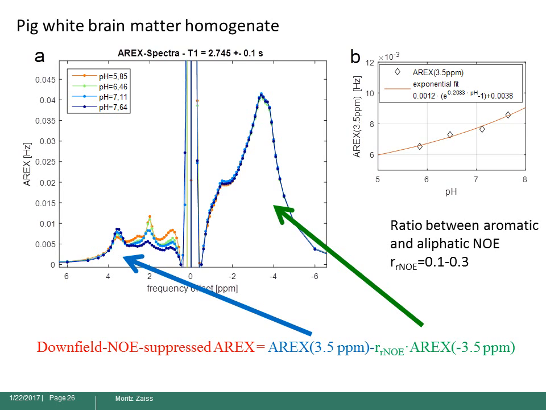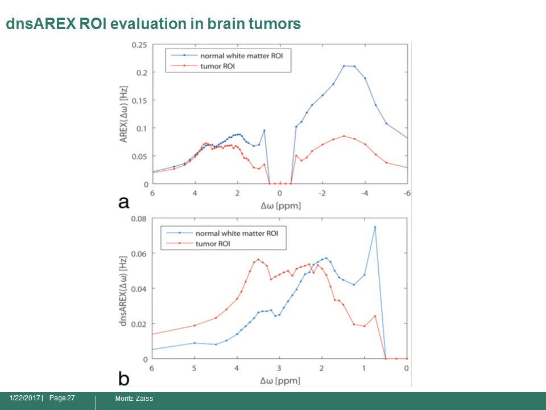So this is the actual measure we did in this study, and we could directly transfer it to a brain tumor. So here is an ROI evaluation, and here you see again the AREX signal in tumor and in normal white matter. And what you see is they are overlapping, and there's not a significant difference, but we see that there's some peak in there, and we see that the NOE on the other side changes a lot. So now we apply this calculus here and have the downfield NOE-suppressed amide CEST, and then we see actually in the tumor, we see this peak really coming out from the background, and the background is really lower.